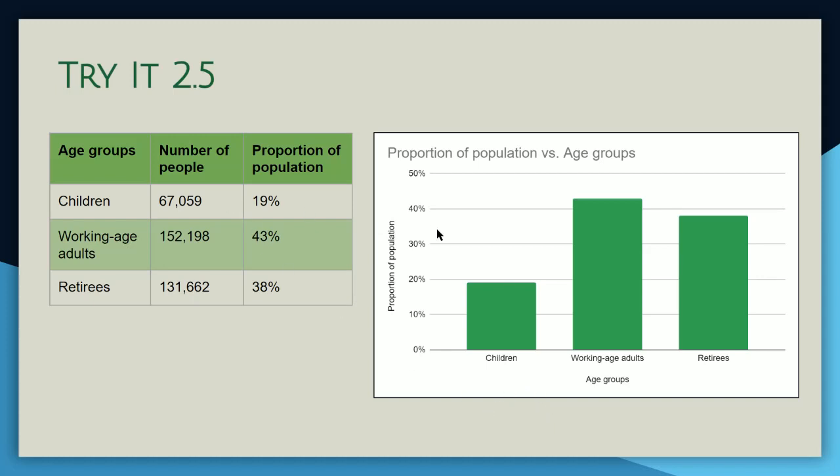And we can see children a little bit less than 20, working age adults a little bit more than 40, retirees a little bit less than 40. So the heights of those bars accurately represent the proportion of the population. This looks a little bit different than the last one because this one is computer generated. I actually did this chart in Google Sheets.